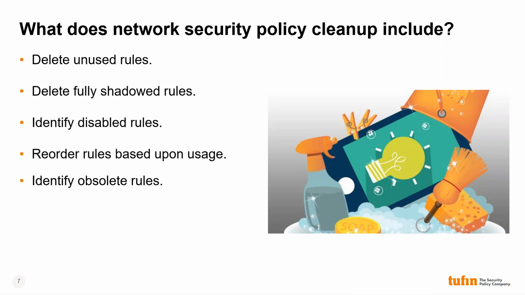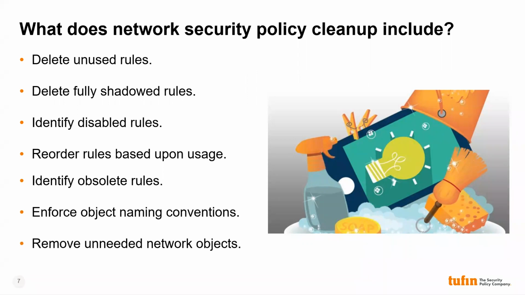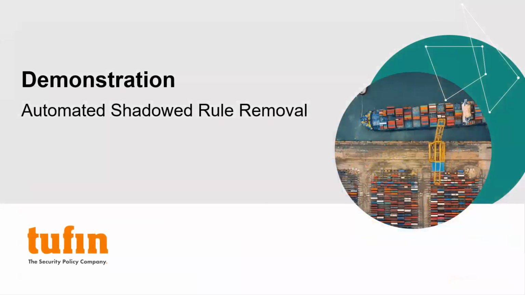So that's another area. And then we start talking about optimization, doing things like enforcing object name conventions, making sure that we're doing that properly, or removing unneeded network objects, right? That's also important. And then last, tightening up permissive rules. So what we're going to do is just jump in here to a quick demonstration of how Tufin allows you to quickly identify and, just as important, remove, in this case, shadowed rules. So I'm just going to bring my screen over.